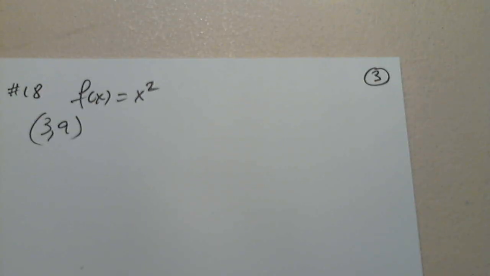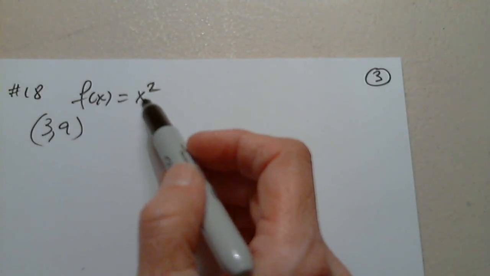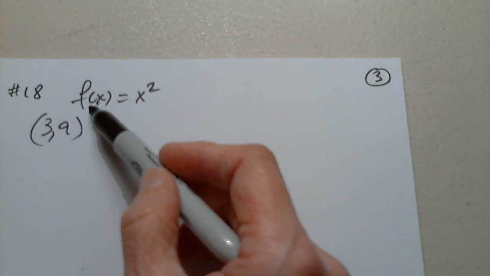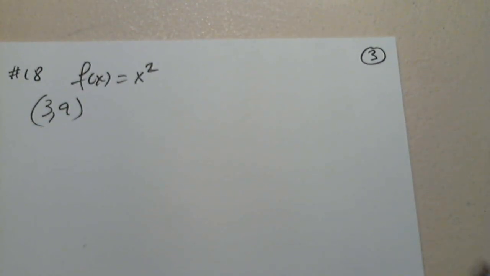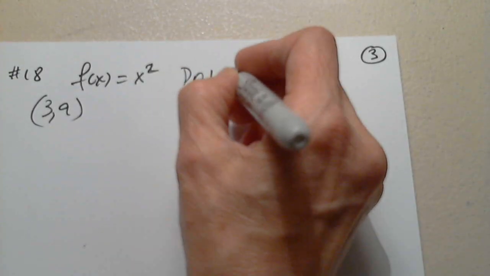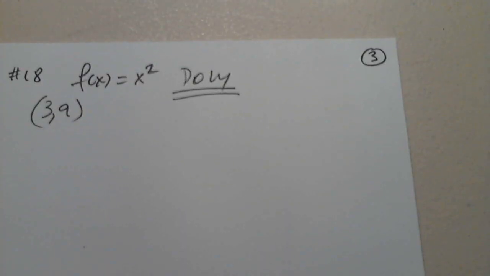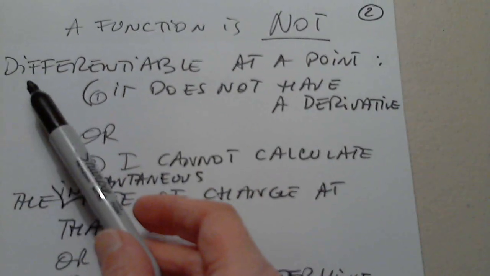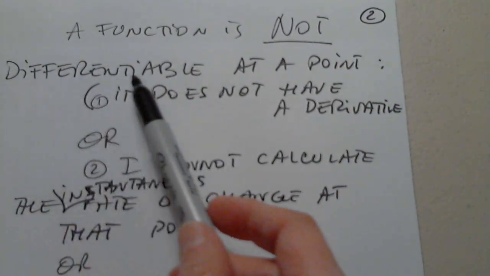Notice that 3, 9 is a point on the graph. So when x is 3, y is 9, of course. Good. This function is polynomial. Polynomial functions are differentiable everywhere. No problem ever. A polynomial function is always differentiable.